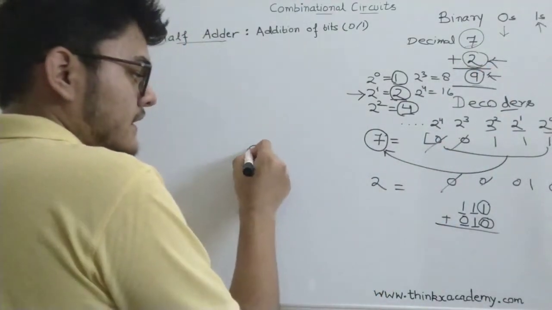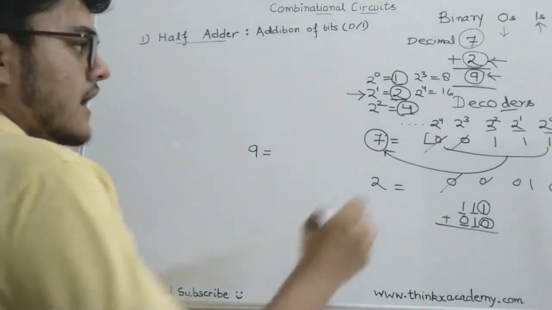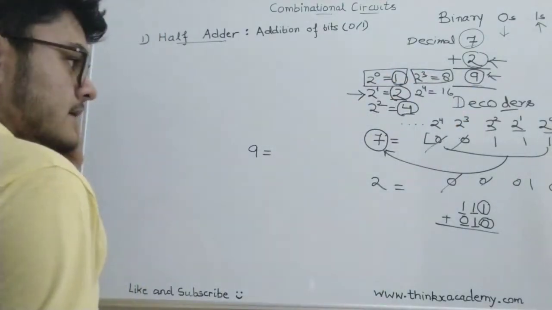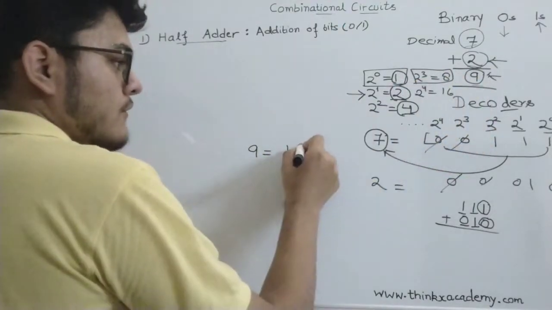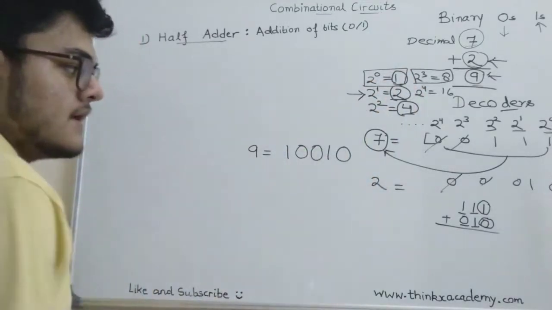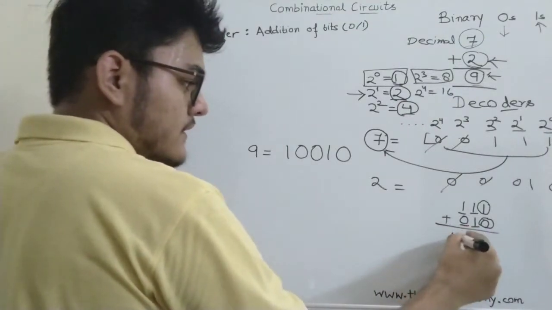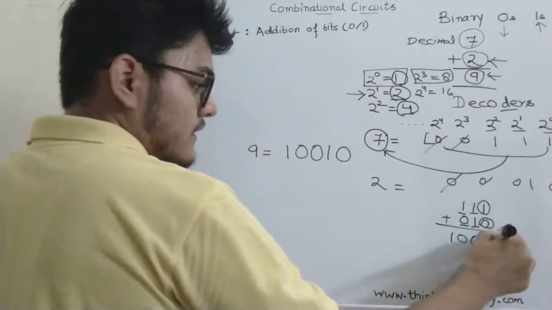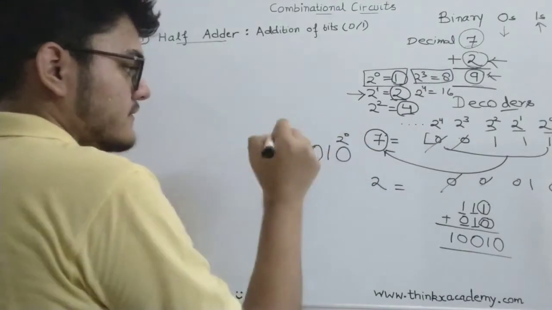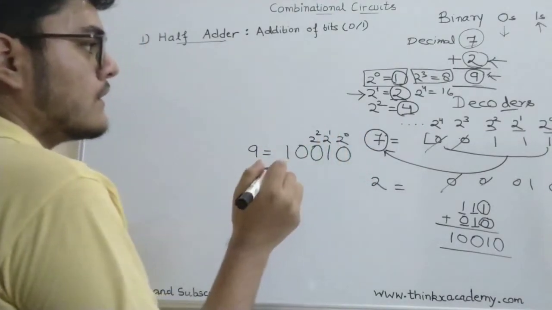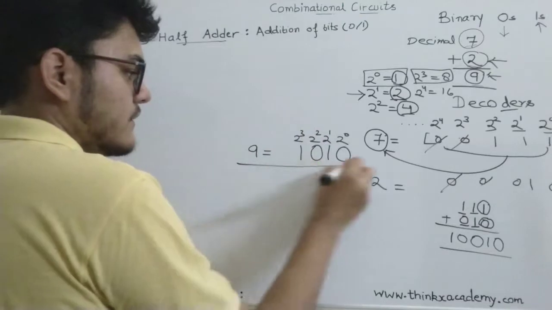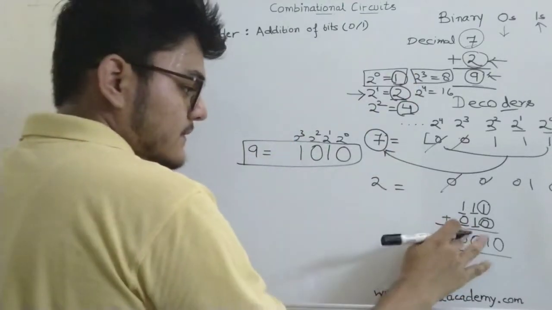So in order to convert 9 into the binary format, I will use 8 and 1. So 2 raised to the power 3 is 1, 2 raised to the power 2 will be 0, 2 raised to the power 1 will be 0, and 1, and similarly 0. You can see that this is 2 raised to the power 0, 1, 2. Alright, so this should be 1. This is 2 raised to the power 3. So 9 is represented as 1 0 1 0.